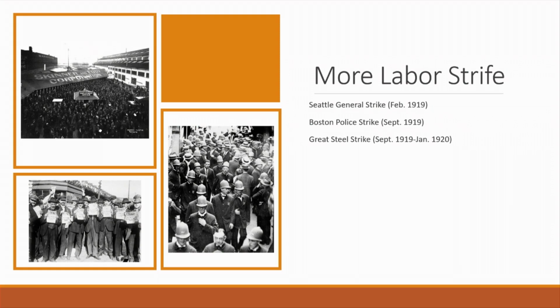Three of the most celebrated include the Seattle General Strike, which occurs in February of 1919. The Seattle strike was a general strike, meaning all the laborers in Seattle basically go out on strike for 5 days. They all agree that they're not going to work. More than 65,000 workers go out on strike in February of 1919, essentially shutting down the city of Seattle. That's depicted up here in that top image.